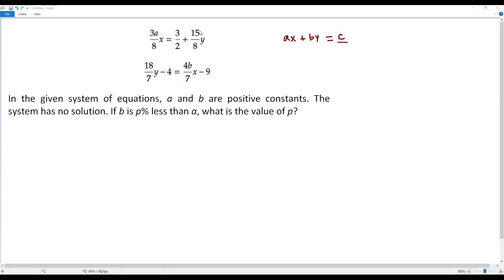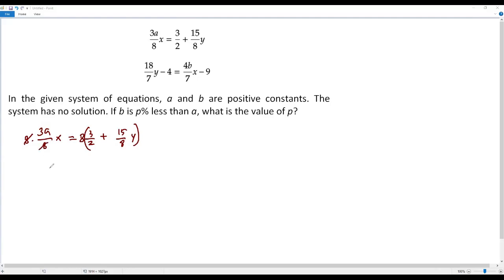Okay, now let me write the first equation in standard form. Let me take the first equation as it is. It is 3a/8 times x equals 3/2 + 15/8 times y. First, let's get rid of the denominators. We have denominators 8, 2 and 8. The least common multiple of the three denominators 8, 2 and 8 is 8. Let's multiply both sides of this equation by 8 to get rid of all the denominators. Okay, let me do it.